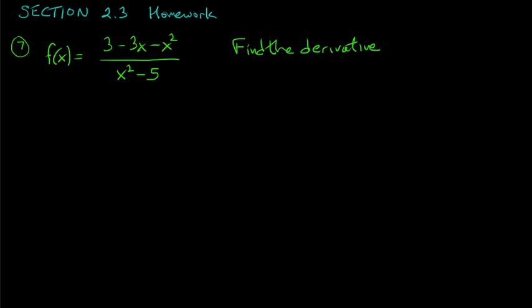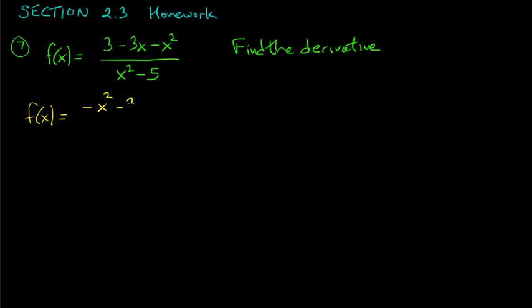All right, so there's a couple questions from section 2.3 that I just wanted to go over very quickly. So the first one is number 7. They give us the function 3 minus 3x minus x squared all over x squared minus 5, and they ask us to find the derivative. So the first thing you could try to do, of course, is simplify.